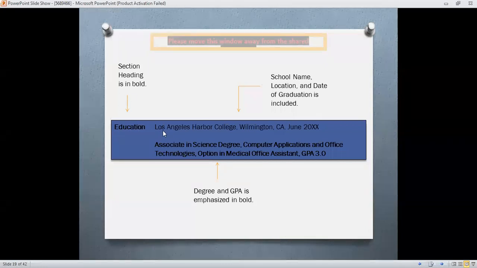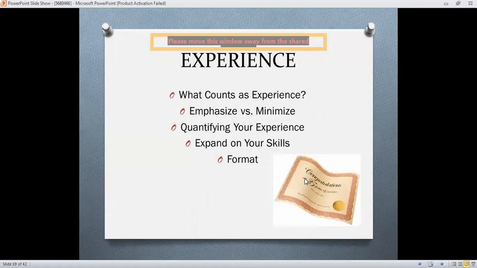Okay, like this. Education: Los Angeles Harvard College, CA, degree and June, something like that. Associate in Science degree, Computer Application and Office Technology, option in Medical Office Assistant. Okay, like this. So the degree and GPA are the emphasis on the board. The GPA means your grade percentage.